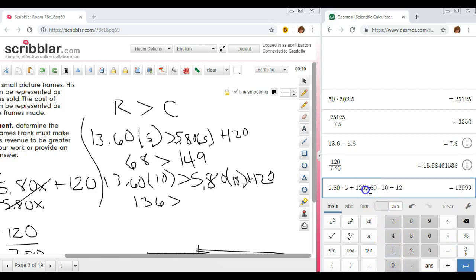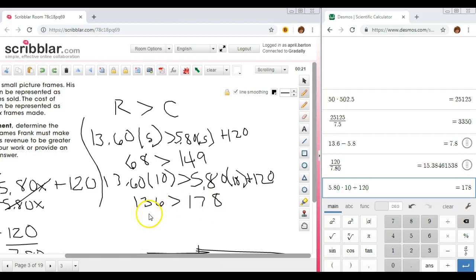Nope, and I messed up again. I hit backspace too much. 70. Sorry, I forgot the 0 as well. 178. Always double check that you're typing things into the calculator correctly. It's easy to make a small mistake like that.